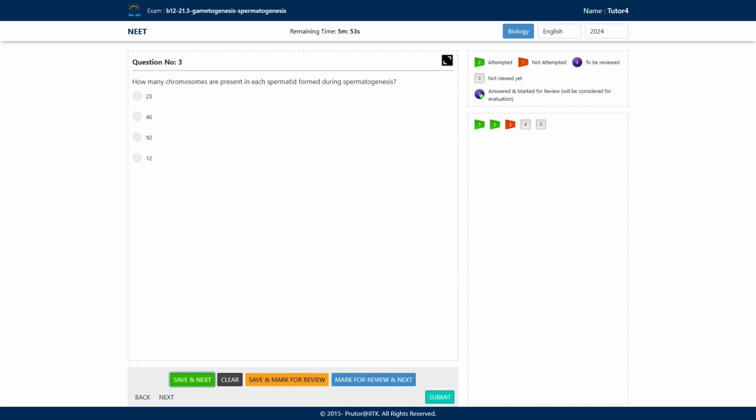Then, how many chromosomes are present in each spermatid formed during spermatogenesis? They are asking you about the ploidy level of the spermatid, the number of chromosomes in these spermatids. We know 4 spermatids are formed from one primary spermatocyte. So how many chromosomes are present in a spermatid? 23, 46, 92, or 12? Humans consist of 46 chromosomes, so they have diploid cells. These diploid cells consist of 46 chromosomes. So keeping this in mind, you have to answer this question.